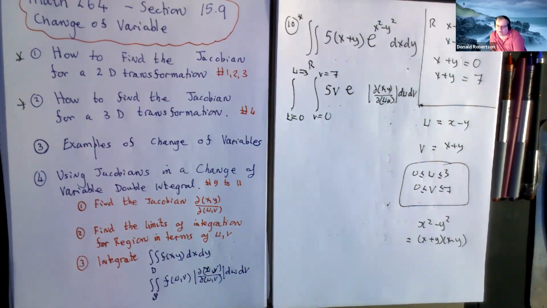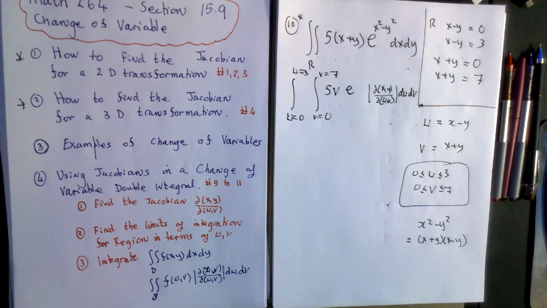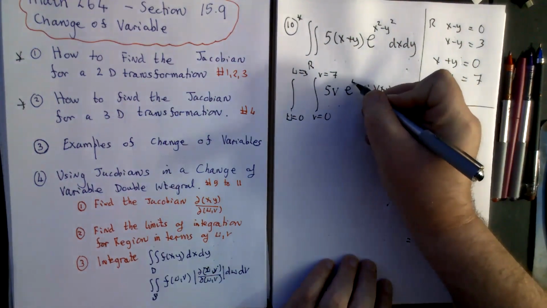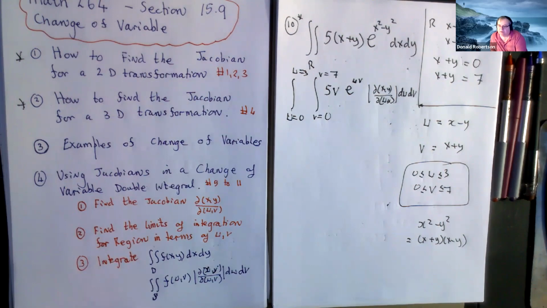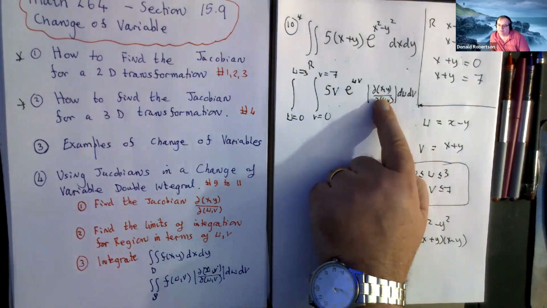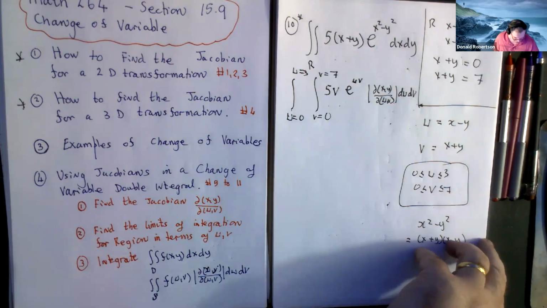If I write it like that, does that give you a clue? What is x squared minus y squared in terms of u and v? UV. U and v. Are we good? Now, the only thing that's missing here is that guy, right? Once I get this guy in terms of u and v, we are good to go.